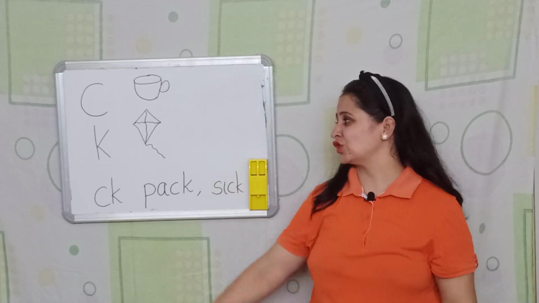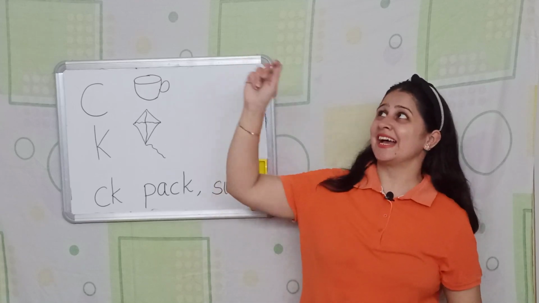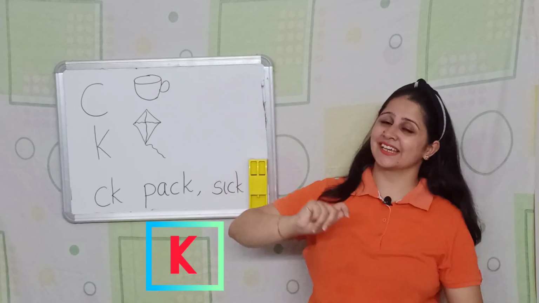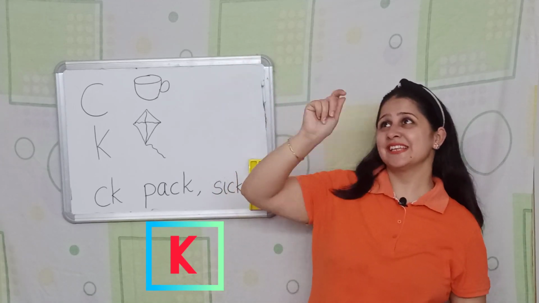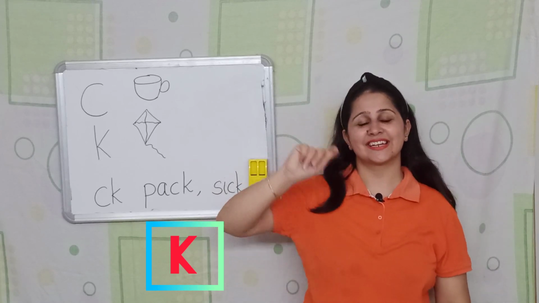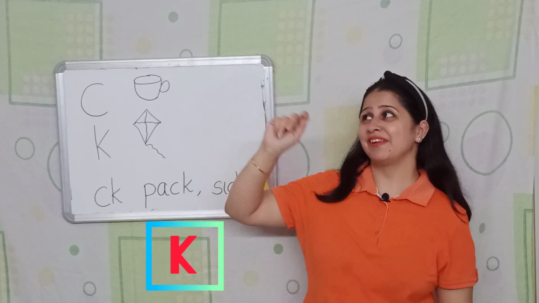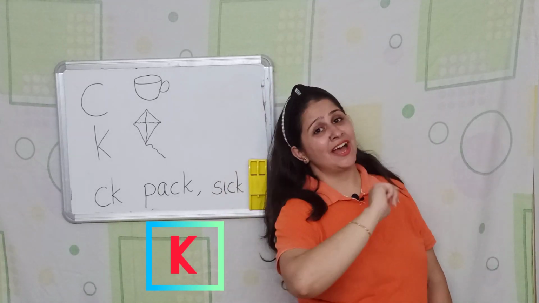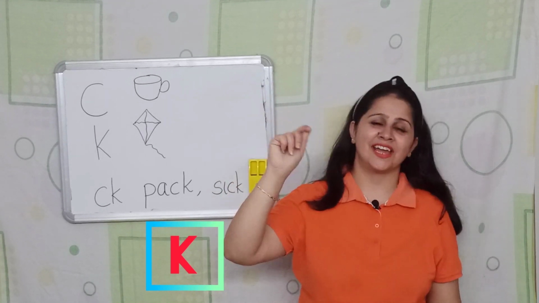And then we can take the jingle for K. Kites are flying in the sky. Kites are flying in the sky. Kites are flying in the sky, flying in the sky, kites are flying in the sky.